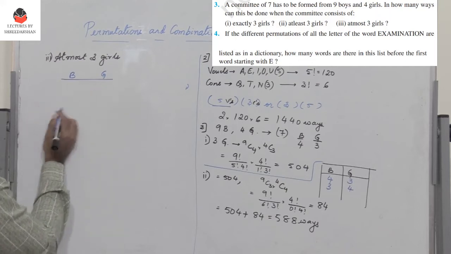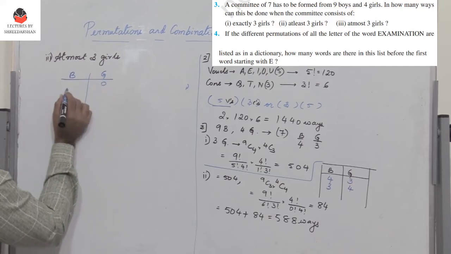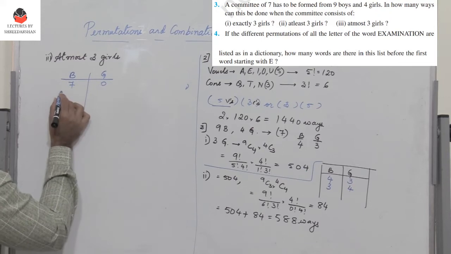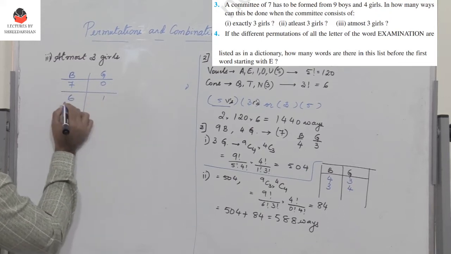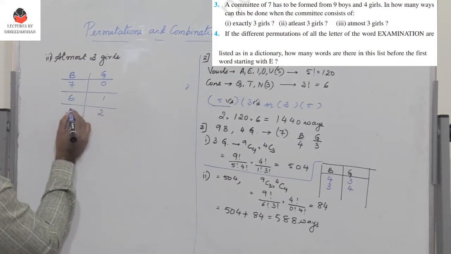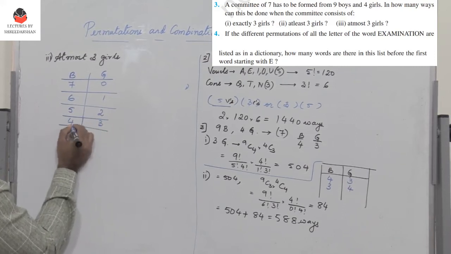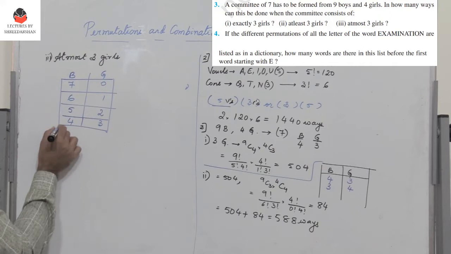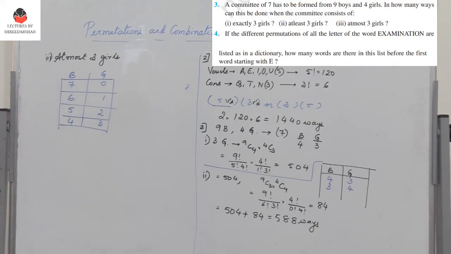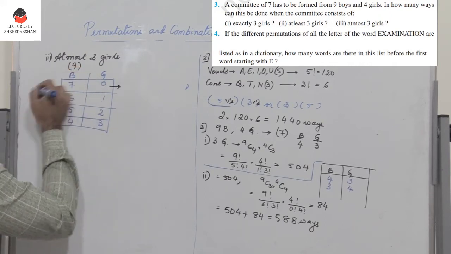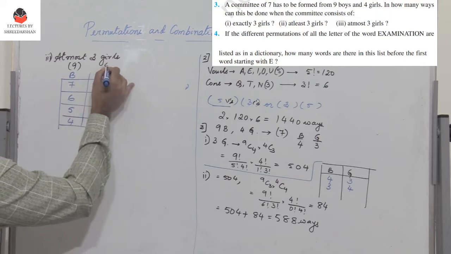Now what is the selection process? So if there are no girls, I have 7 boys. If there is 1 girl, I have 6 boys. If there are 2 girls, I have 5 boys. If there are 3 girls, I have 4 boys. So all these 4 possibilities are accepted. Now for this combination, the total number of boys is 9 and the total number of girls is 4.